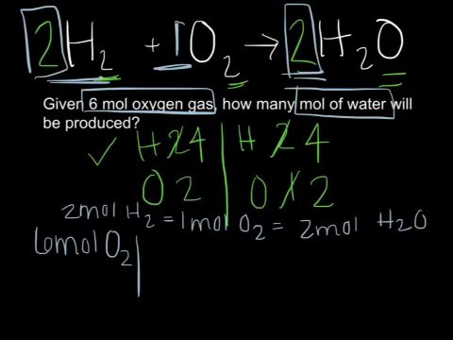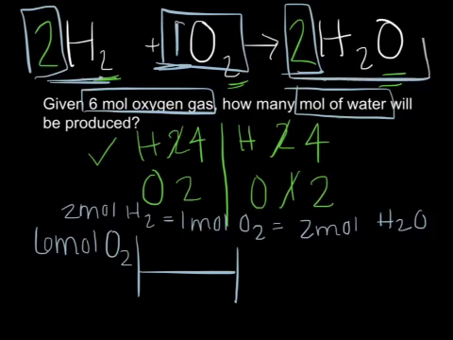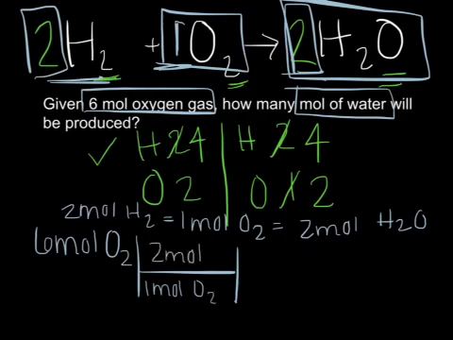So we have our 6 moles of oxygen. We're trying to get to water, and we know there is 1 mole of oxygen per 2 moles of water. So our 1 mole will go on the bottom to cancel out 1 mole of oxygen to 2 moles of water. This is why it's so important that we're labeling what we're talking about. Our moles of oxygen cancel out, and we have 12 moles of water.